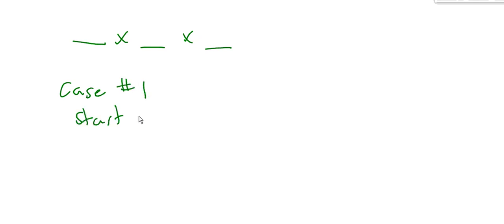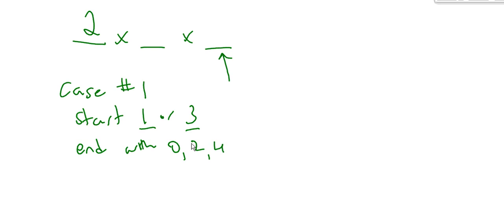So again, I'm making a 3-digit number. But let's talk about the specific cases. So in case number 1, we're going to allow ourselves to start with a 1 or a 3. So if I start with a 1 or a 3, that's 2 choices, 1 or 3. Now we're going to talk about this position. That means I can end with a 0, a 2, or a 4.